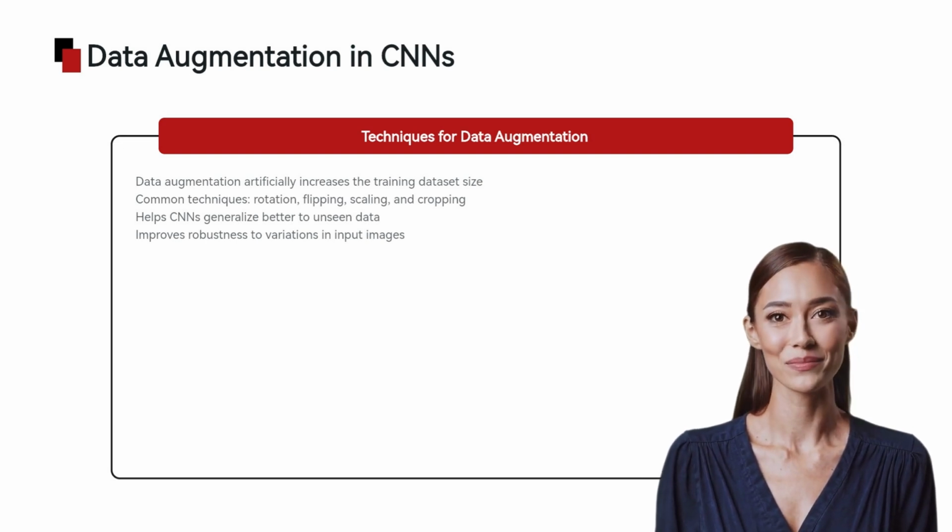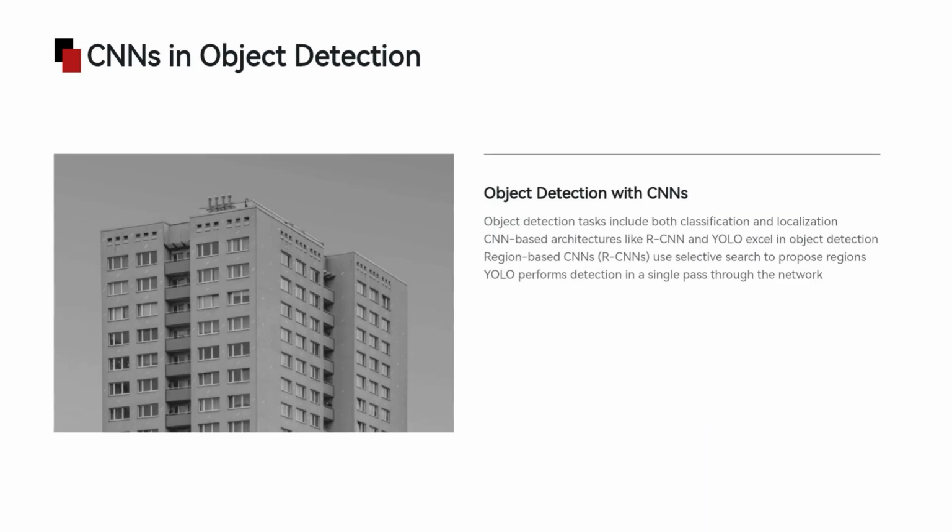CNNs are widely used in object detection tasks, which involve both classifying objects within an image and localizing them with bounding boxes. Object detection networks must handle two important tasks simultaneously, which requires specialized architectures. Region-based CNNs, RCNNs, work by first generating region proposals using selective search, and then classifying each region using a CNN. While effective, RCNNs are computationally expensive because they require running the CNN multiple times, once for each region.